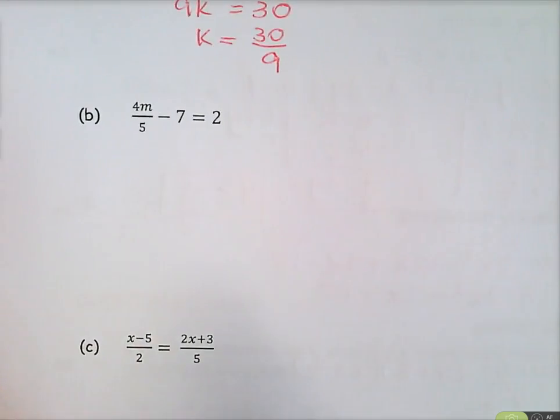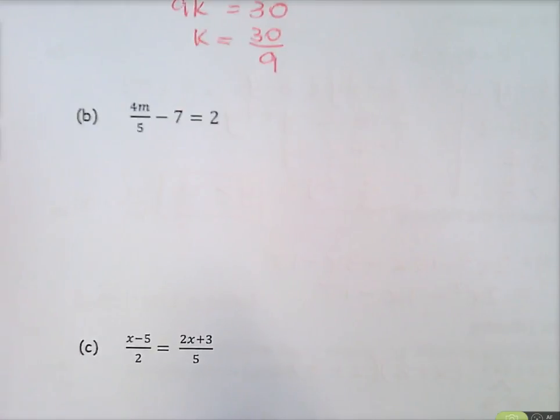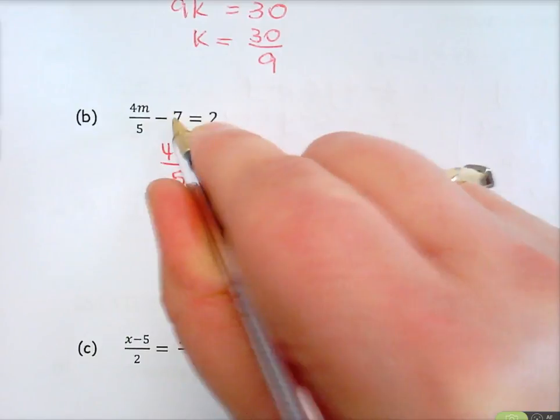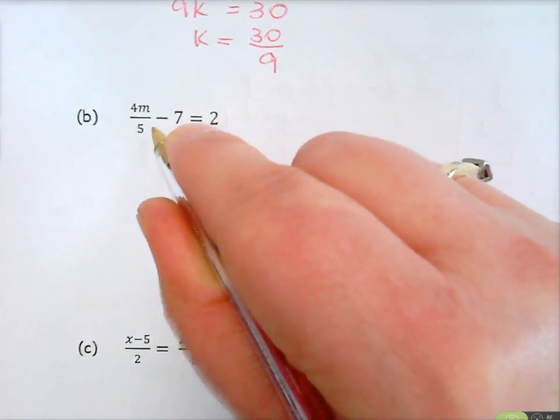Next question, part B. When you're solving equations, numbers on their own belong together. So the -7 should go with the 2.